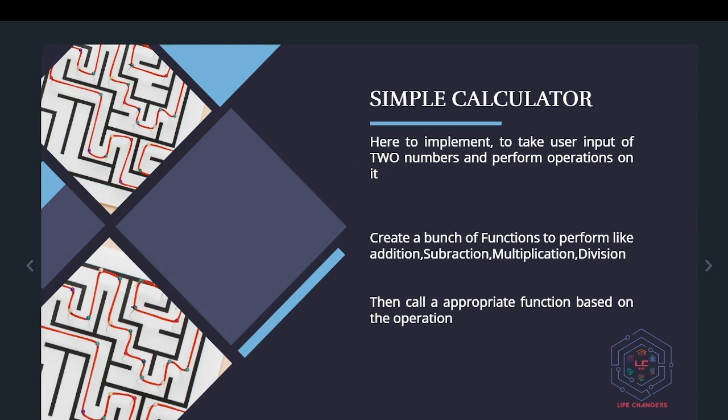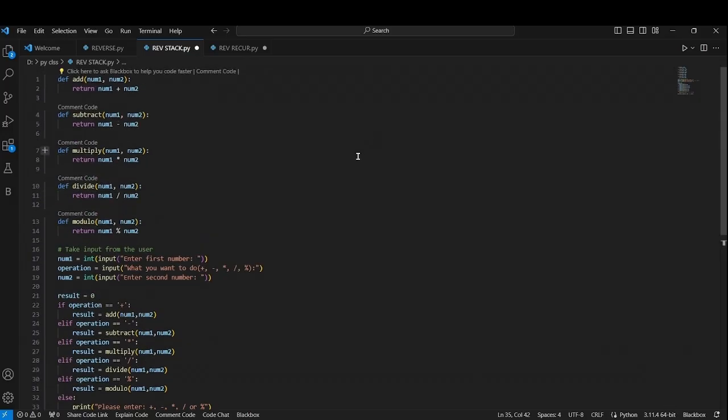I'll give you the solution strategy. We'll create a bunch of functions to perform add, subtract, multiply, divide, or modulo. Then take two numbers from the user and the operation they want to perform, either plus, subtract, multiply, or maybe divide. Then call the appropriate function based on the operation. Think for a few minutes and try it yourself. This is the exact program for the calculator.